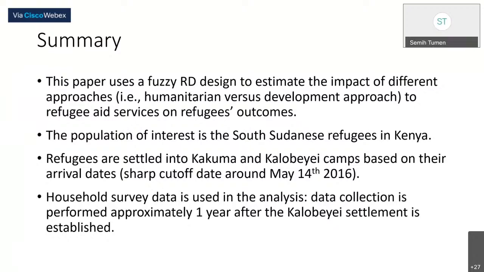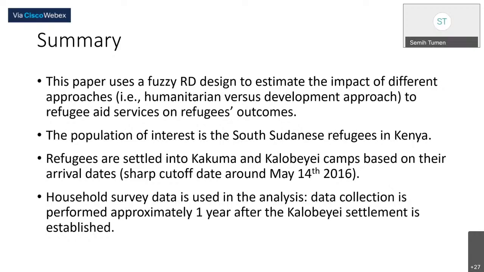So the population of interest is the South Sudanese refugees in Kenya, although there are also refugees from other nationalities in Kenya living in the same camps. The focus is on South Sudanese refugees. The reason is that they constitute the great majority of refugees in Kenya, and the quasi-experiment used in the paper is that the refugees are settled into two different camps based on a sharp cutoff date around May 13th, 14th of 2016.